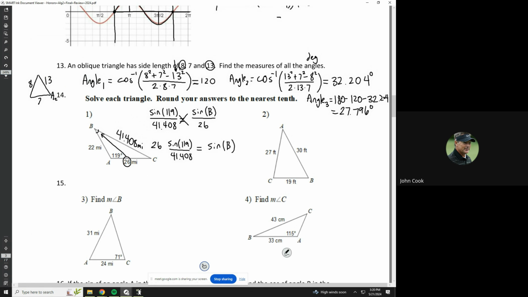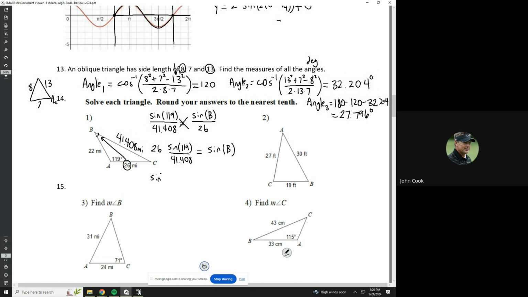And then to get B by itself, you have to undo the sine, which is sine inverse on both sides. So the last step is I need to do the sine inverse of this stuff, 26 times the sine of 119 all over 41.408.